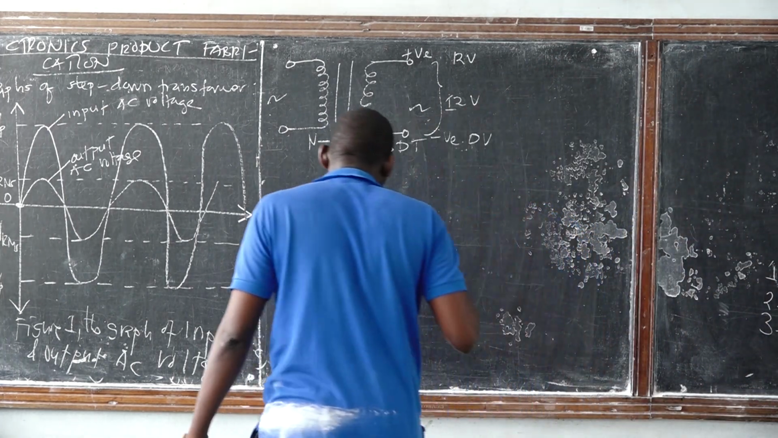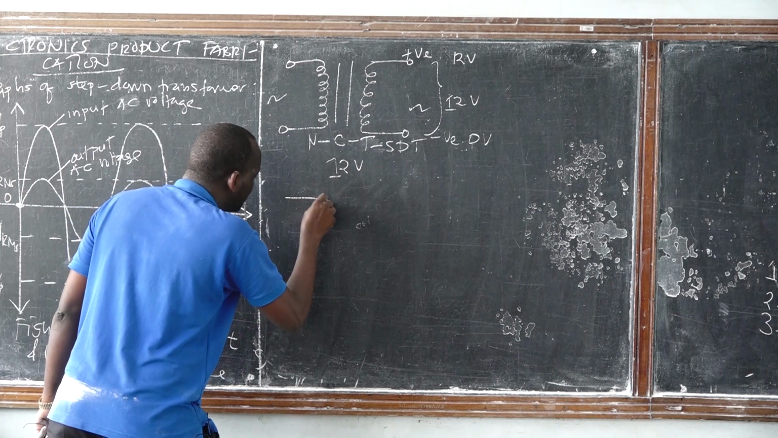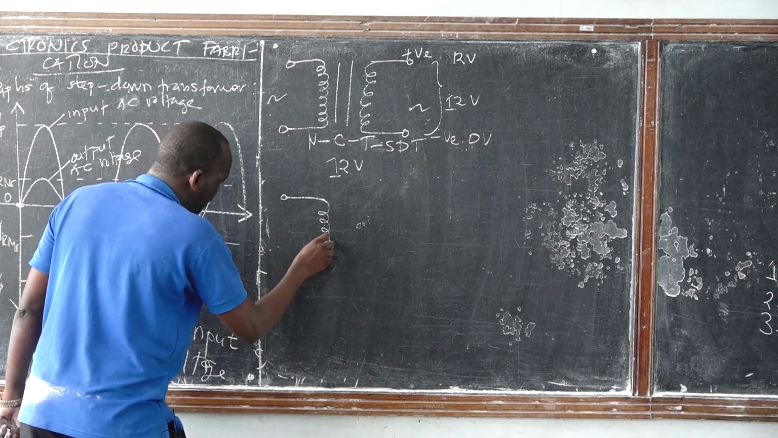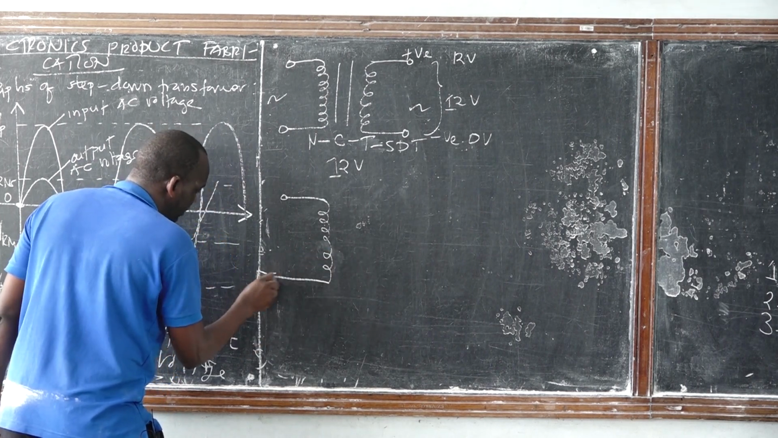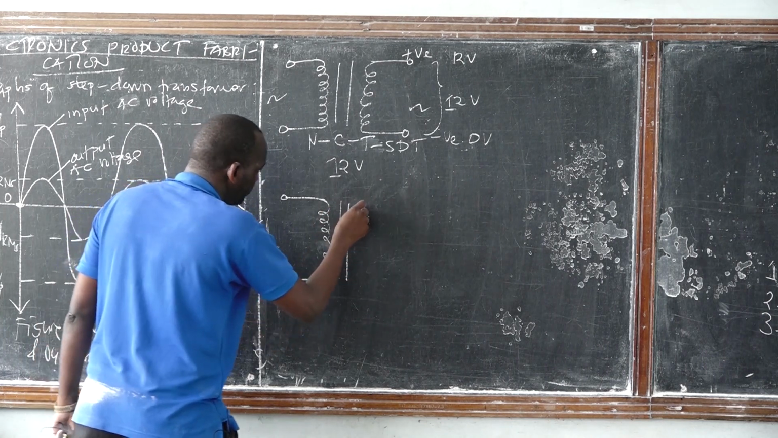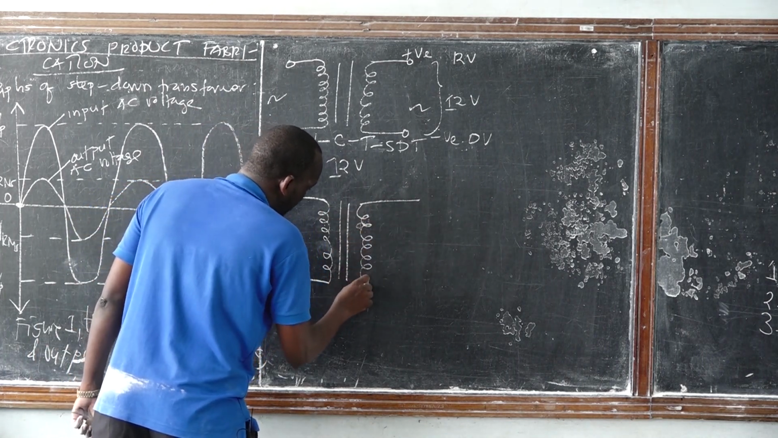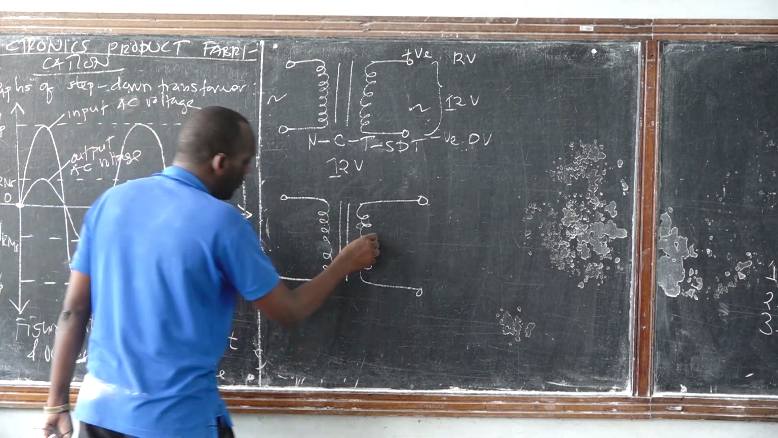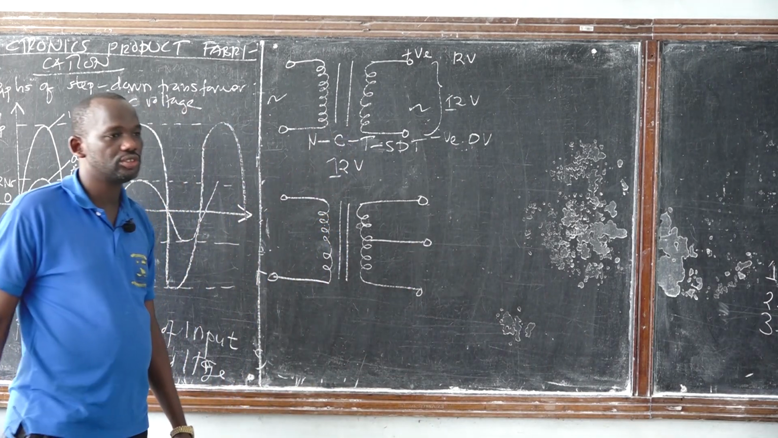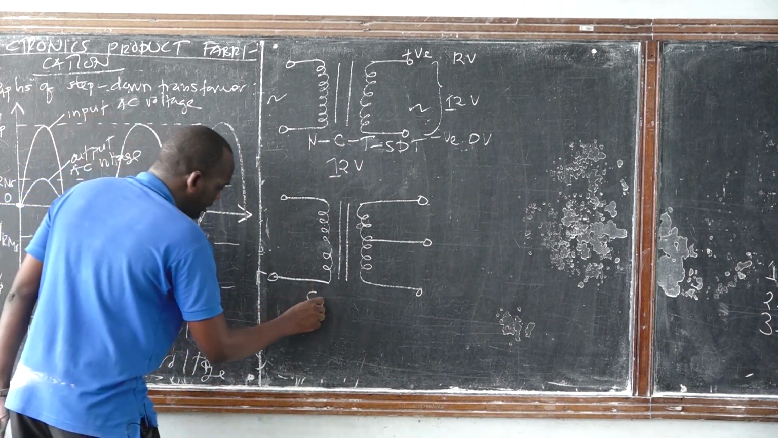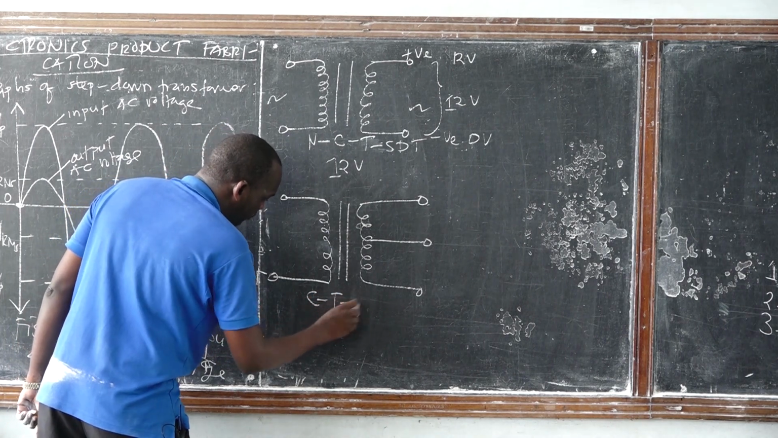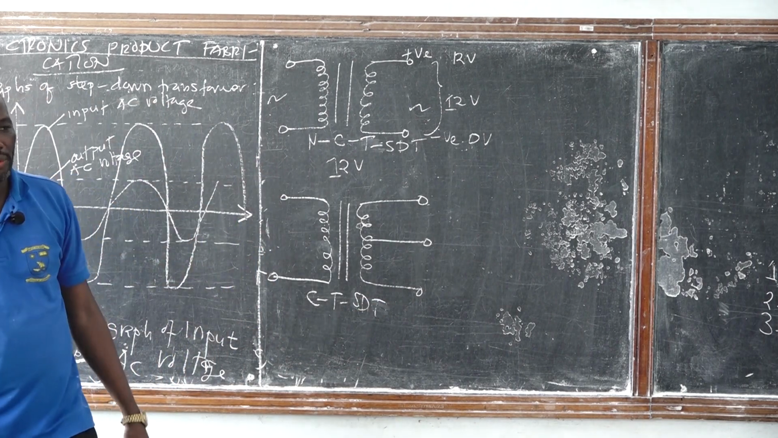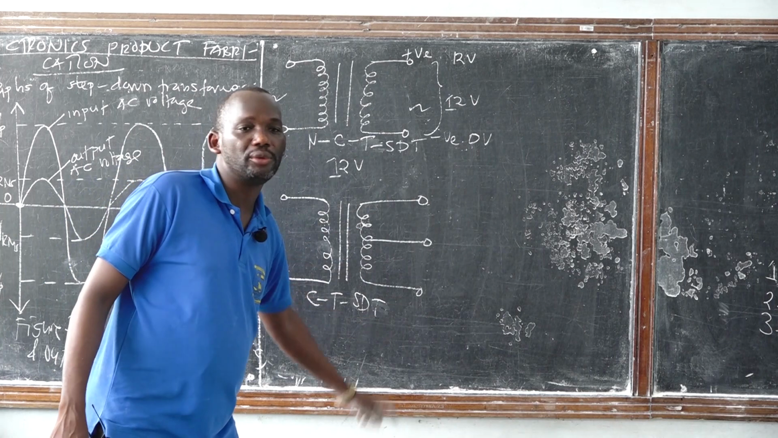So, still just stay thinking. Let me take you to the center tapped step-down transformer. This is the schematic symbol of the transformer. Okay? So here we have another terminal. We have 3 wires at the output. For the center tapped step-down transformer, we have 2 input terminals and 3 output terminals.